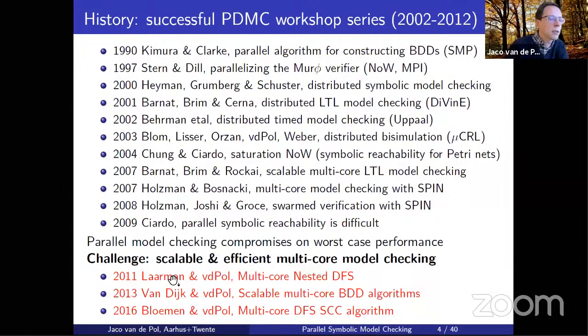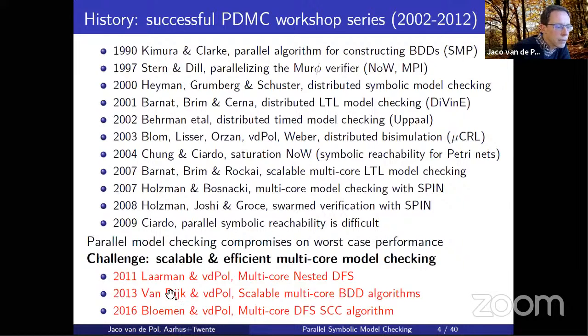And actually, Alfons Laarman's thesis is mostly devoted to multicore nested DFS, which is the basic algorithm for LTL model checking, like in Spin. And so nested DFS is optimal. It's a linear time algorithm, and he managed to achieve quite nice speedups in practice, which were also compatible with partial order reduction. So this was, I would say, a success in this line of work.